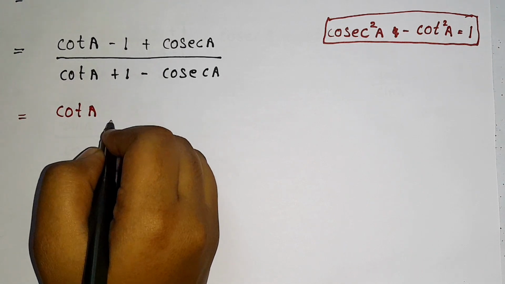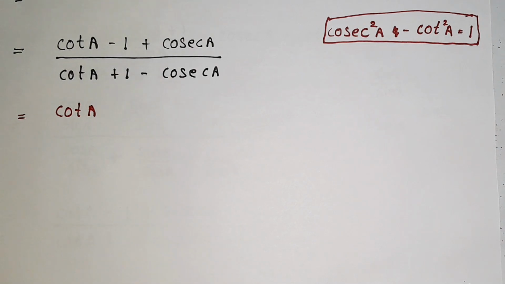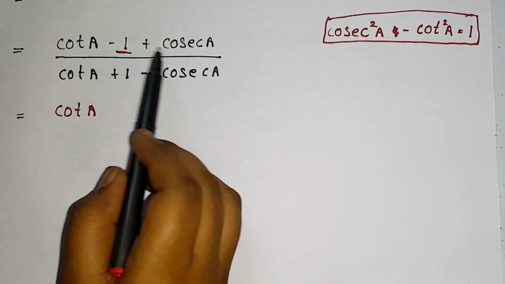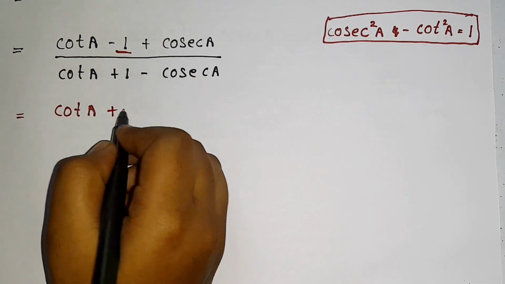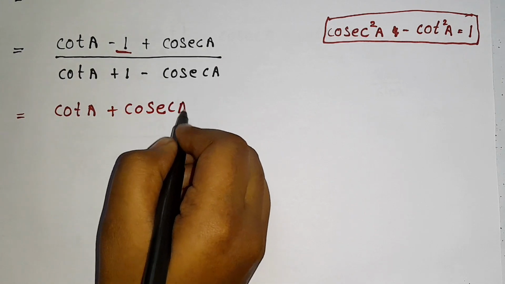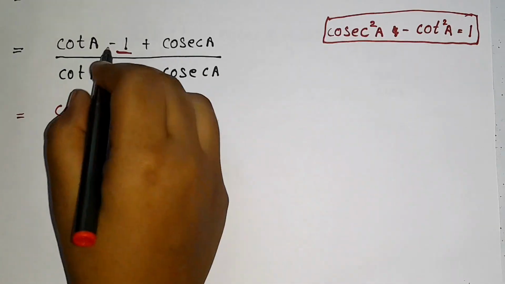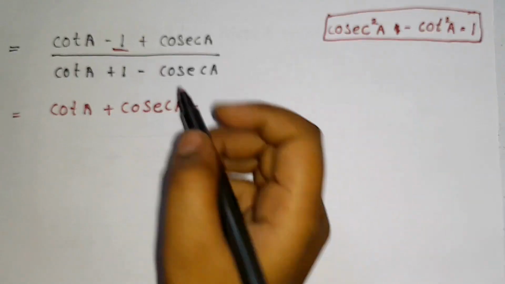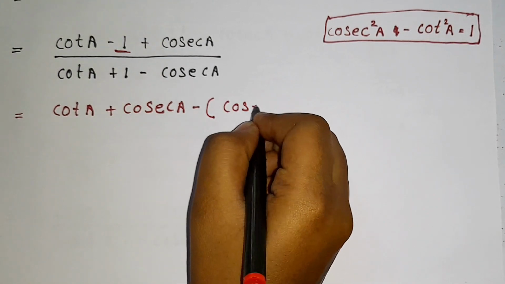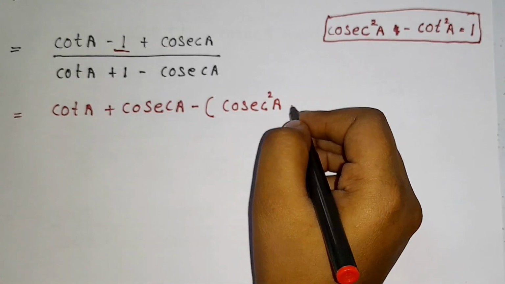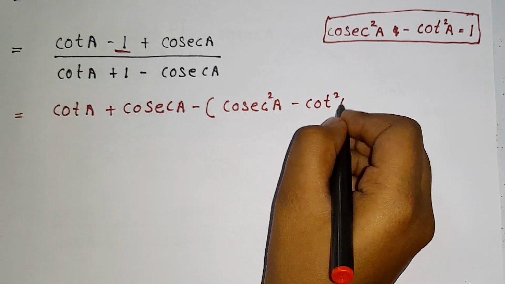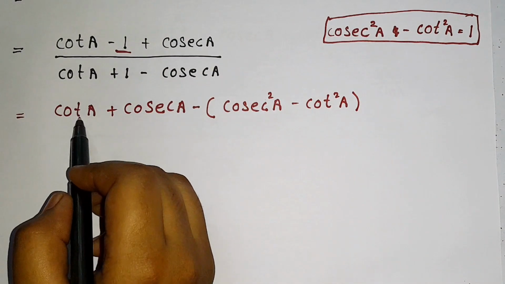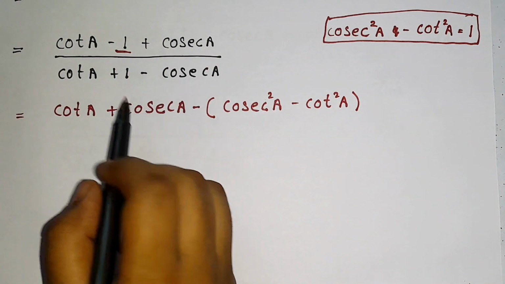and then we can apply the identity. I wrote the cot A as it is, and here I'm going to write this part as it is, that is plus cosecant A, and then let us write the constant term. Here it is minus 1, right? So in the place of 1 we can substitute the identity, that is cosecant square A minus cot square A. I hope you guys can understand this, isn't it? I just wrote the cot A as it is, and here I wrote the cosecant A, and then minus 1.